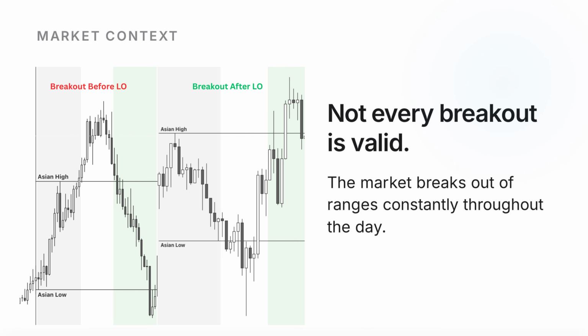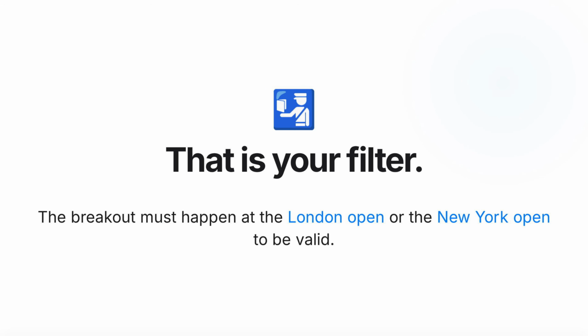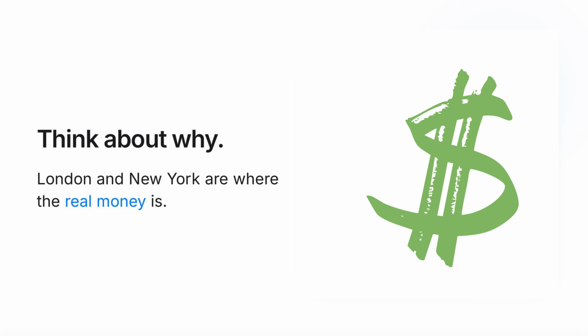Not every breakout is valid. The market breaks out of the range constantly through the day. But the only breakouts that carry real momentum, real institutional intention behind them, are the ones that happen at the open of the London or the New York sessions. That is your filter. The breakout must happen around the London Open or the New York Session Open to be valid. Full stop.